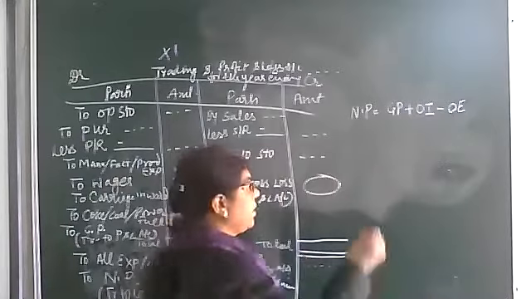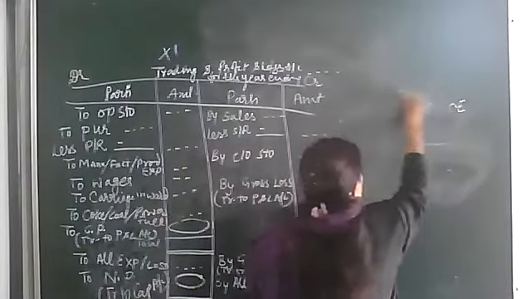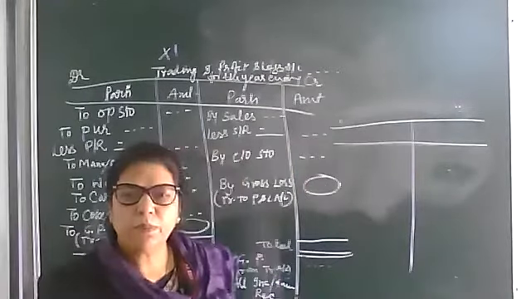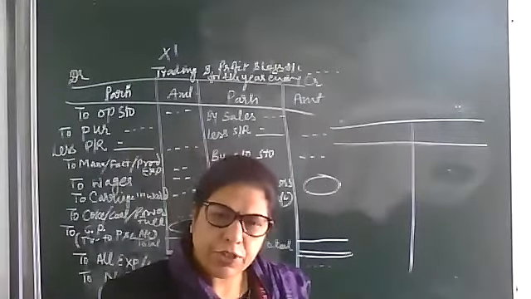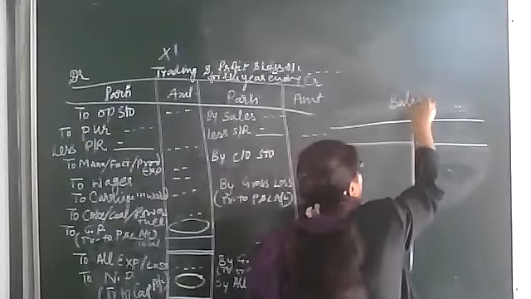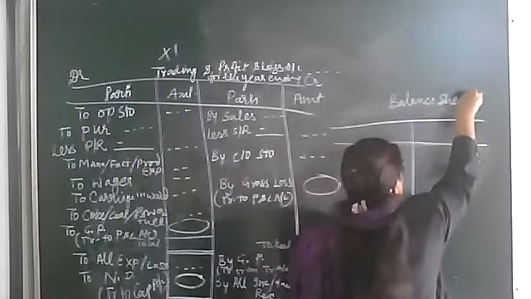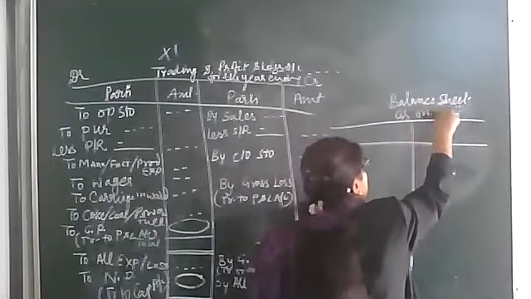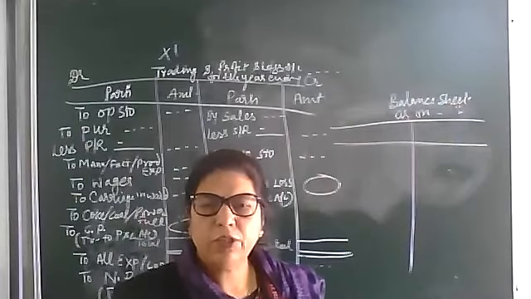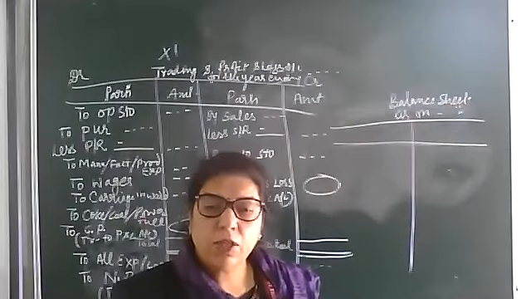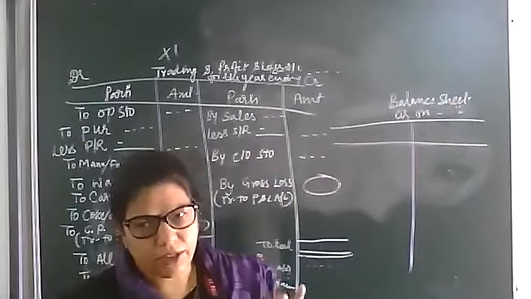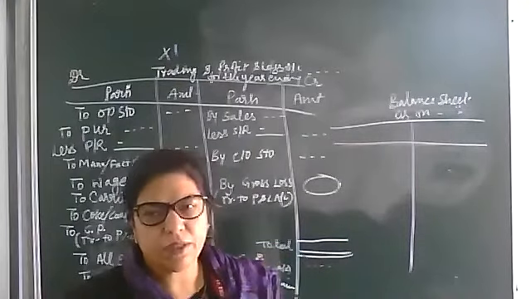Now the second part is balance sheet. Balance sheet as on. See, we never write balance sheet for the year ending, because balance sheet shows financial position on a specific date. That's why balance sheet is prepared accordingly.